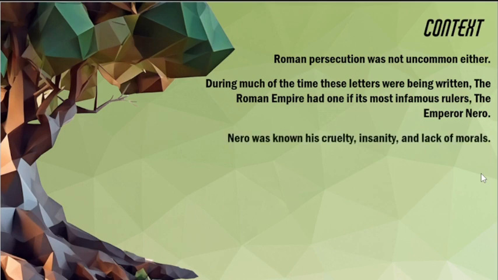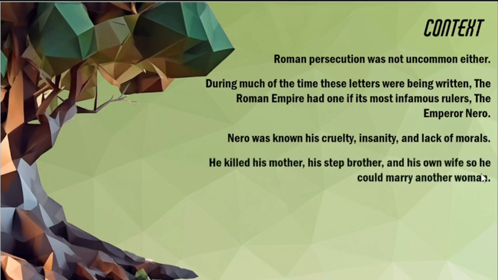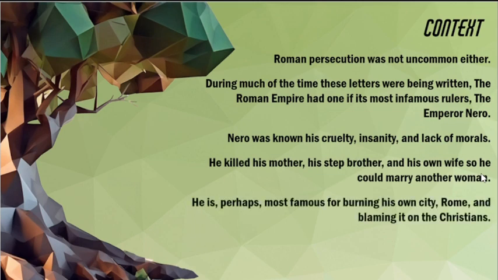When you read history books about Rome, Nero was known for his cruelty, his insanity, his lack of morals. He was crazy. He was literally crazy. He killed his mother, his stepbrother, and his own wife, all so that he could marry another woman. He's perhaps most famous for burning his own city, Rome, down and then blaming it on the Christians.